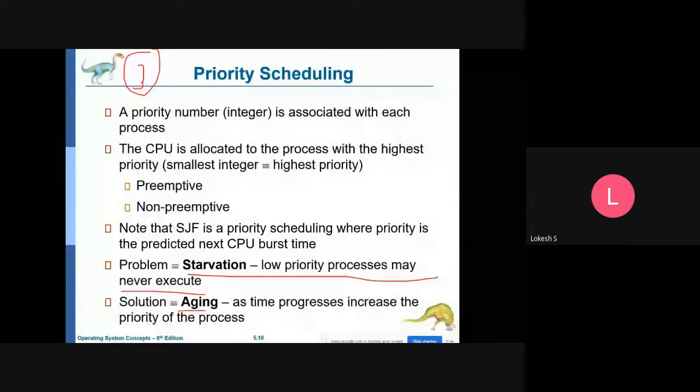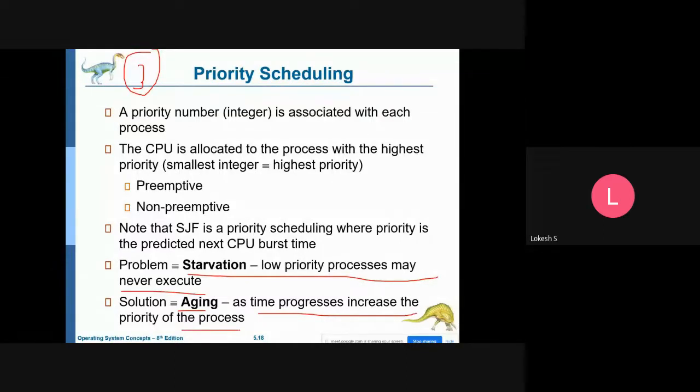Aging: as time progresses, it increases the priority. For example, if a process comes into the ready queue and requires higher priority, you need to stop the current running process and allocate the CPU to it. So when processes arrive, first run the one with higher priority, give preference to higher priority, then go with the other priorities. We'll see an example and you will get a clearer idea.